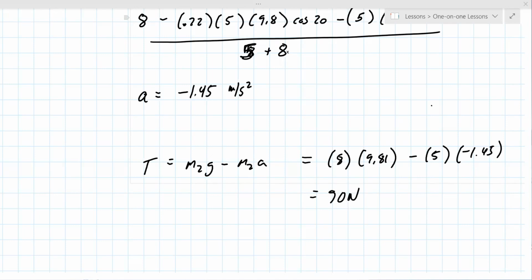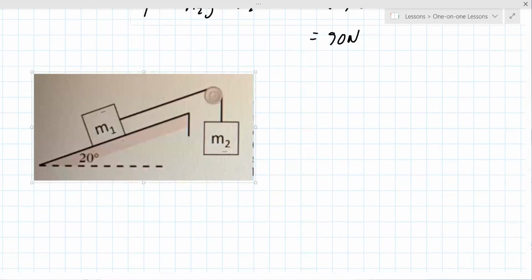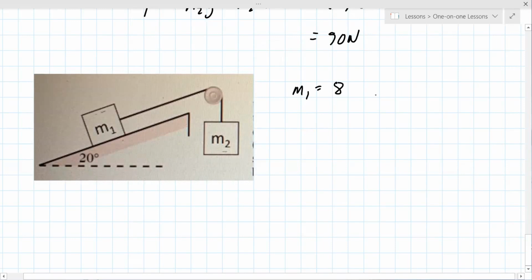Okay, so we can talk about part B. We're kind of going to restart the problem here a little bit, but it's good to do this again because this is a very sophisticated problem. It's got a lot to it. You're not just going to magically get it. So the mass 1 is 8 this time, mass 2 is 8, and mu s is 0.3.